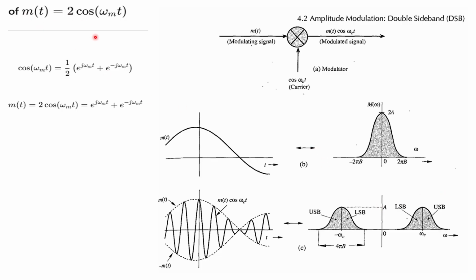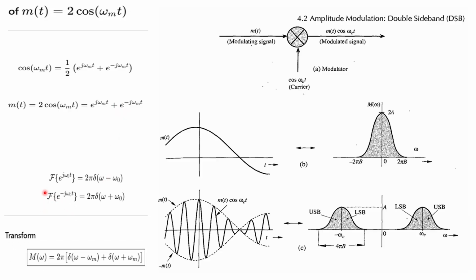Suppose, as for example, m of t is twice cos omega mt. Using Euler's formula, you can write it as half of e to the power j omega mt plus e to the power minus j omega mt. Then transform: since you are converting an exponential, it becomes twice del of omega minus omega m, and like this. So finally your M of omega is del of omega minus omega m plus del of omega plus omega m, right? Likewise you can find it out. Here we are considering only the del function, but this is valid for this equation as well.